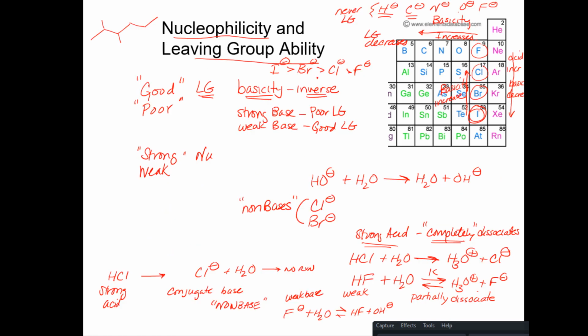Who is the best leaving group? Iodide. So what happens when you react a nucleophile with an alkyl iodide? Well, the iodide is a good nucleophile, but it's a good leaving group. What normally happens is you get some type of equilibrium. And so we probably avoid iodide as much as possible because of the potential equilibrium that we have.